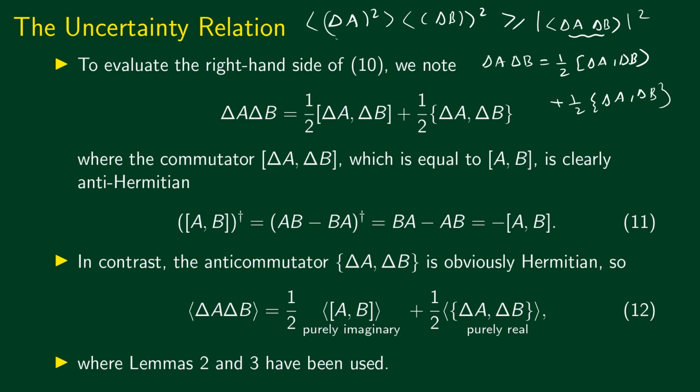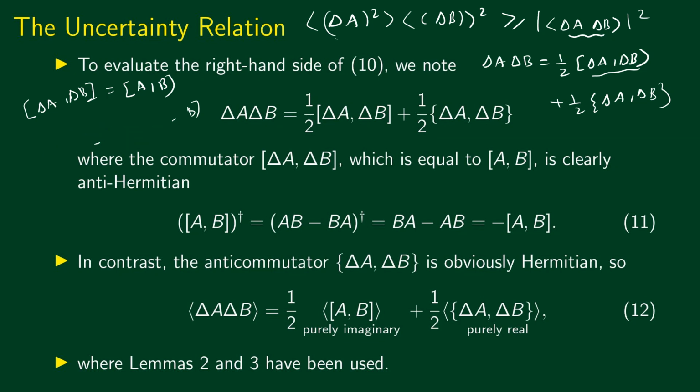Now let's look at the commutator of delta A with delta B. The first thing is that we can show that this is actually equal to the commutator of A with B. This is easy to show based on the definition, because delta A was equal to A minus the average value of A, and delta B was equal to B minus the average value of B. If you try the definition, you will see that these cross terms cancel off and you will simply get AB minus BA, or the commutator of A with B. I leave it as an exercise for you to prove and practice.